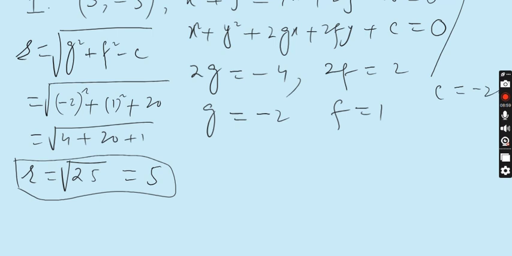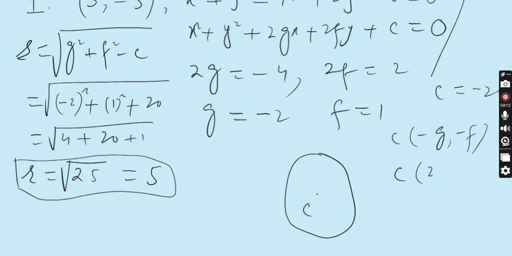Now if we draw a rough circle, we have the center. What is the formula of the center? Minus g, minus f. So 2 comma minus 1, and the point 5, minus 5 which is given in the question. Now we have to find the distance between the center and this point, which should be compared with the radius.